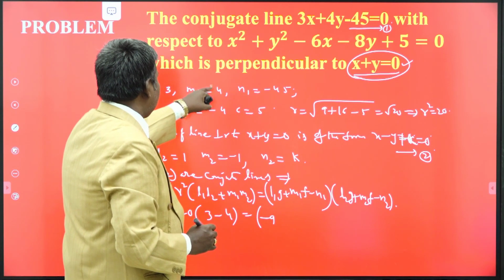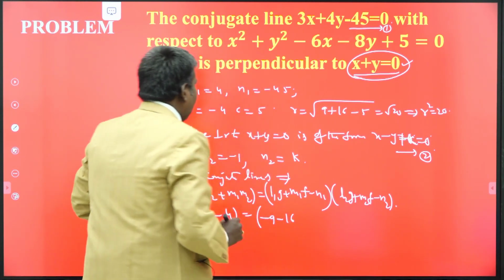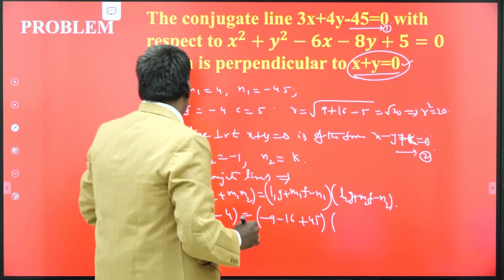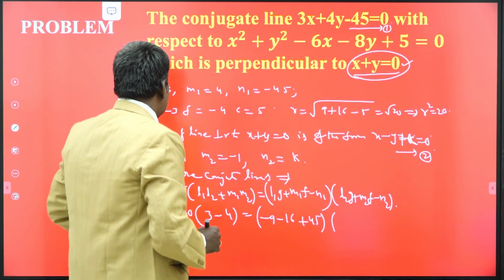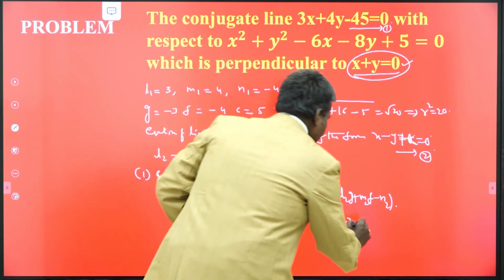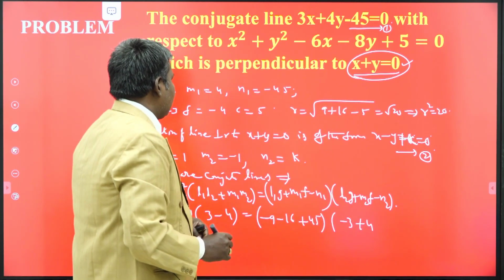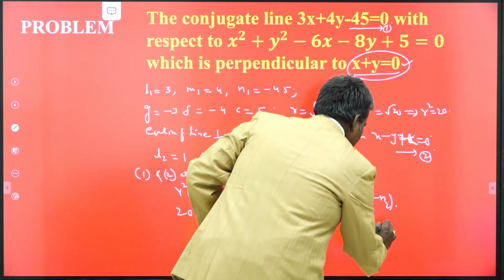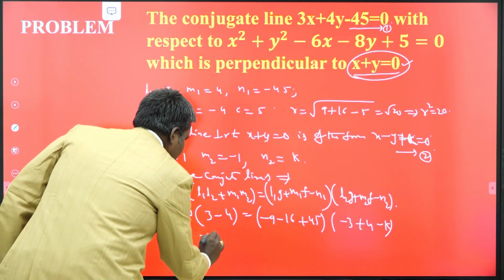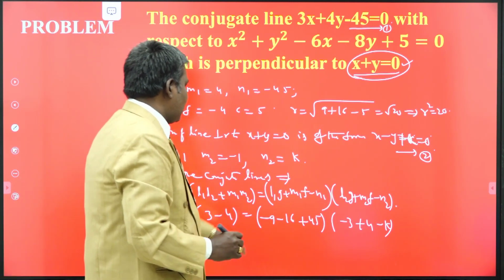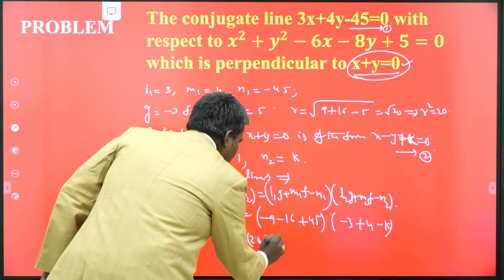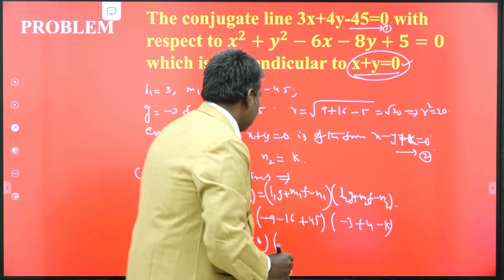L1G, M1F, that is minus 16, minus N1, that is minus of minus, plus 45, into L2G, L2 means 1 into minus 3, that is minus 3. M2F, minus 1 into minus 4, that is plus 4. And minus N2, N2 is nothing but k, that is minus k. So this is minus 1 into 20, what is the value? Minus 20 is equal to, see here, this is minus 25 plus 45, that is 20, times of minus k plus 1.